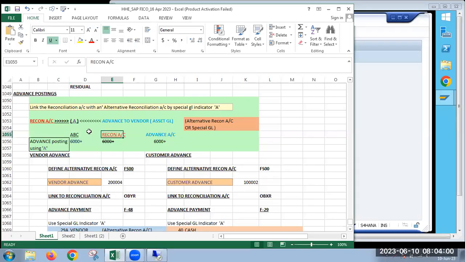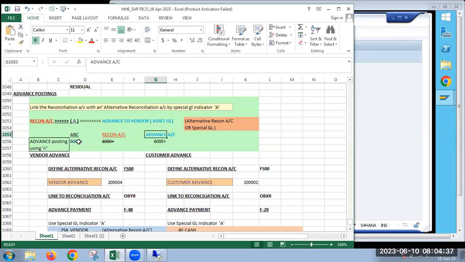At the same time, an advance we will treat as an asset for vendors. So any advance we post to a vendor can be treated as an asset. So what we have done is we made an alternative reconciliation account. We already have a regular reconciliation account, say the sundry creditor. So in the case of a vendor advance transaction, we made an alternative reconciliation account so that the balance is copied to that account.